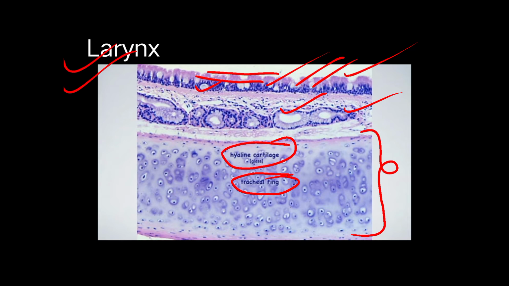So just remember that in the larynx, the end of the long bone, the end of the ribs, as well as in the skeleton, we can find the hyaline cartilage.